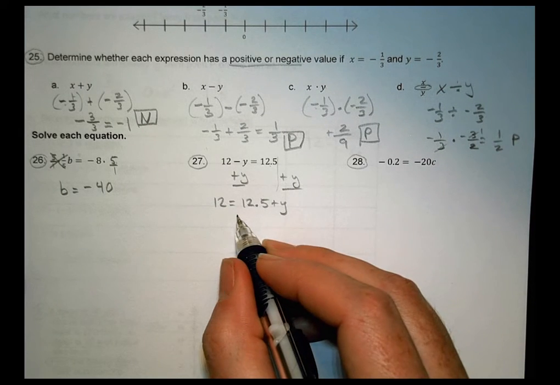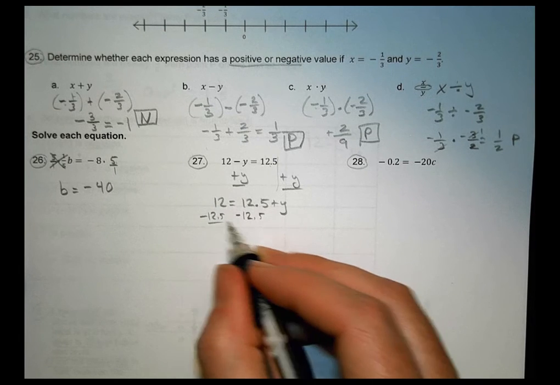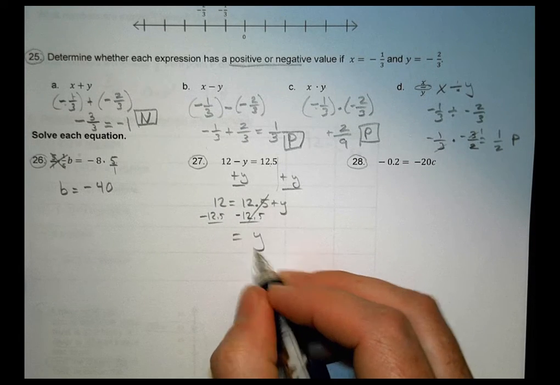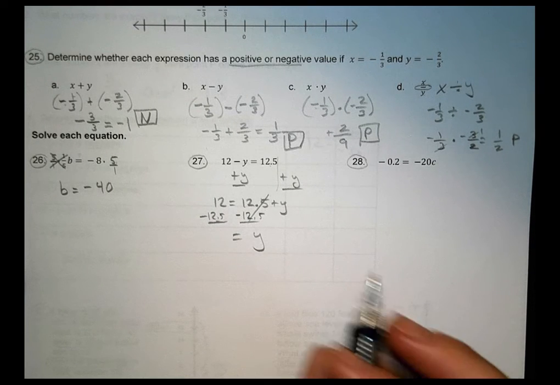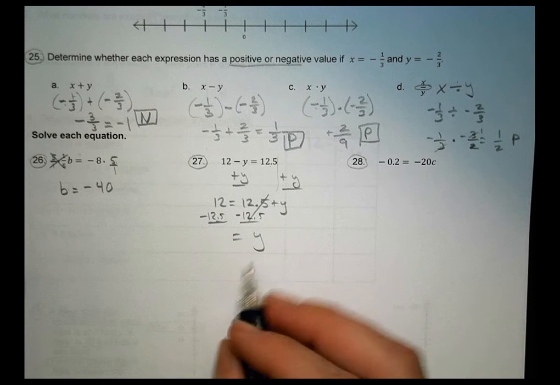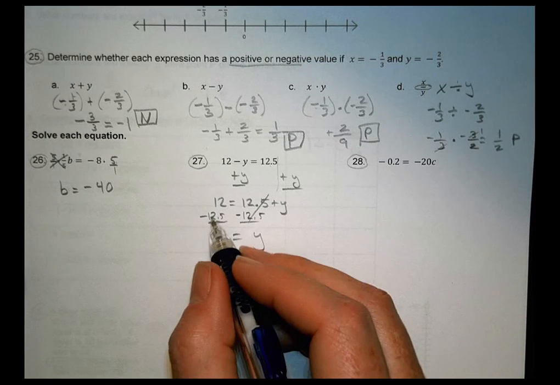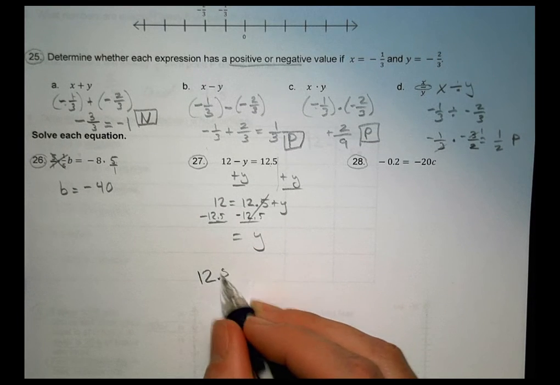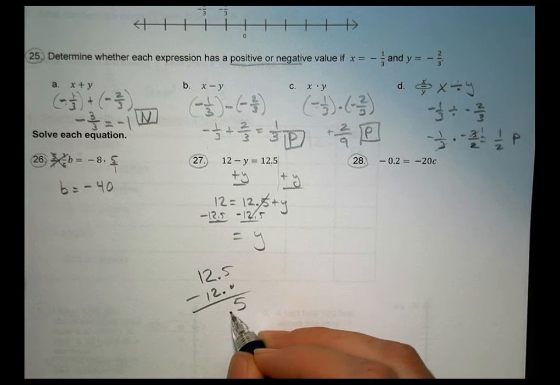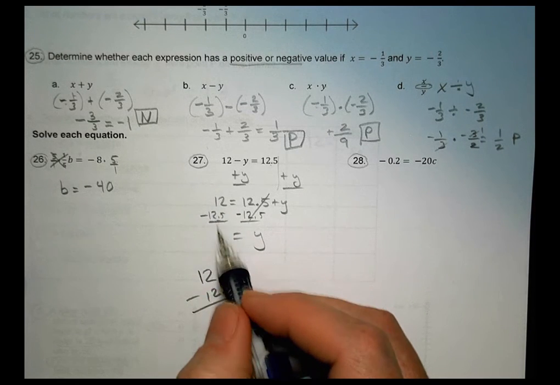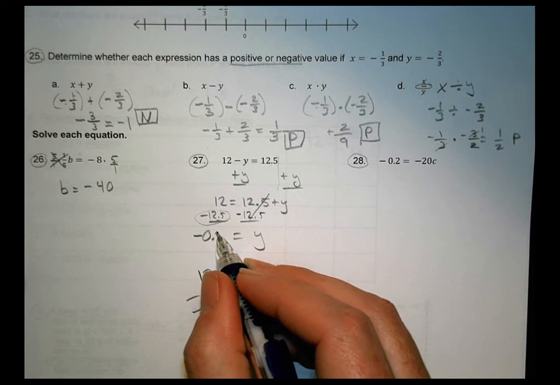Now let's subtract 12.5 from this side. Okay, so y is going to be equal to the difference between negative 12.5 and 12. All right, so what's the difference between negative 12.5 and a positive 12? Okay, well, 12.5 minus 12.0 is going to be equal to 0.5. Now, which one has a larger absolute value? The negative does. So we're going to keep it negative, and we have negative 0.5 equals y.